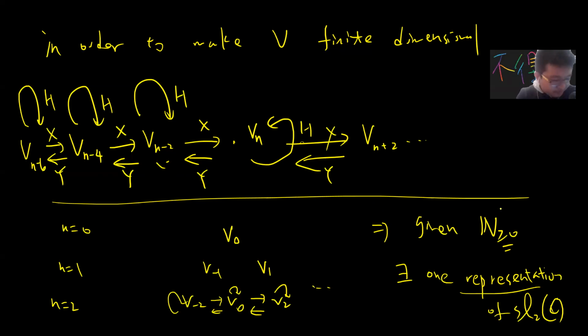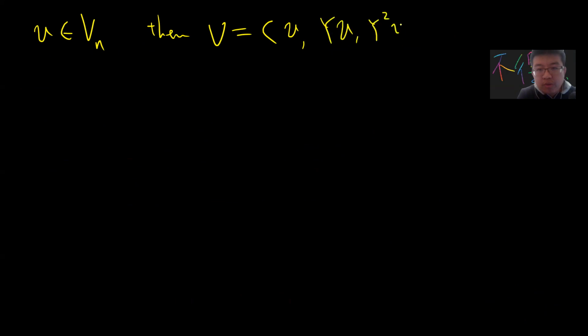Okay, so now let's go to a rigorous proof. The previous picture just gave you some intuition, right? So let's give a rigorous proof that this is irreducible. Let v belong to Vn. Then consider yv, and then y squared v, and keep going.